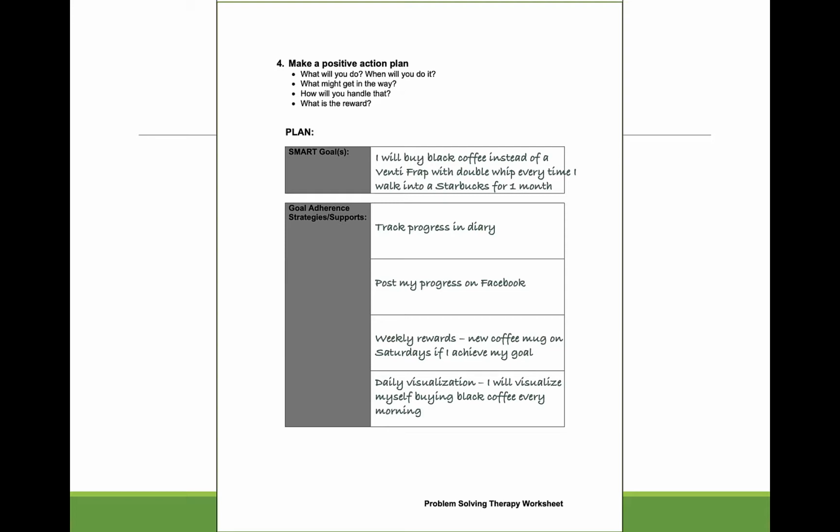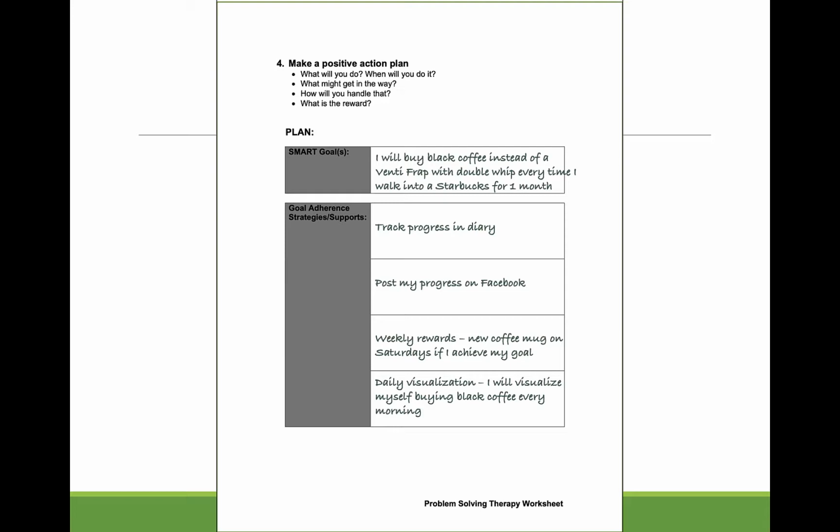So you can see that this client has set the SMART goal of "I will buy black coffee instead of a venti frap with double whip every time I walk into a Starbucks for 1 month." So this goal is specific, it has measurable outcomes, it's action-oriented, it's realistic for this individual based on the pros and cons exercise they went through, and it's time-specific because it's linked to every time that individual walks into a Starbucks as well as for the next month.